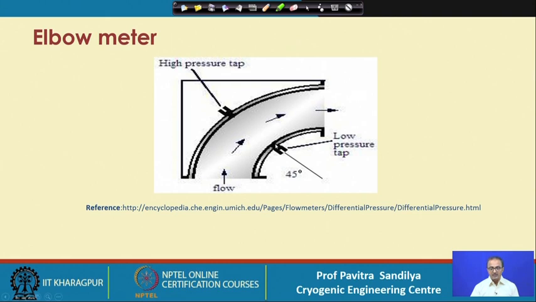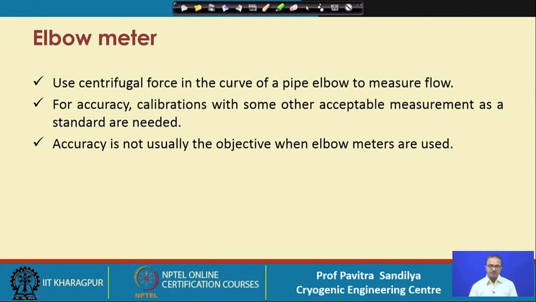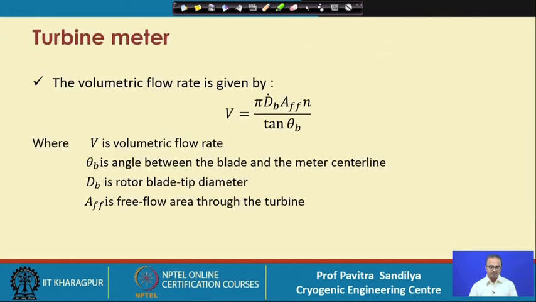So at this inner and outer radii, we find that there will be a difference in the pressure. This is something like when we are riding on a curved road, we find that we are being pushed out, and this is due to the centrifugal force, and the same principle is used in the elbow meter, that there will be a difference in the pressure at the inner and the outer radii, and this delta P is measured by some appropriate gauge. So this is the principle of the elbow meter.